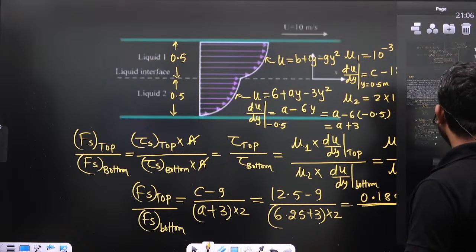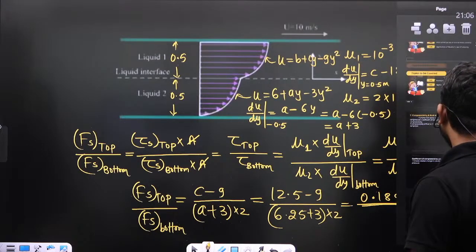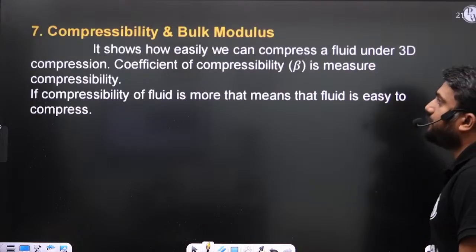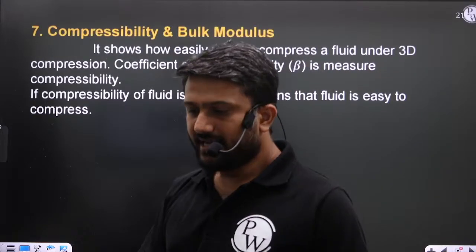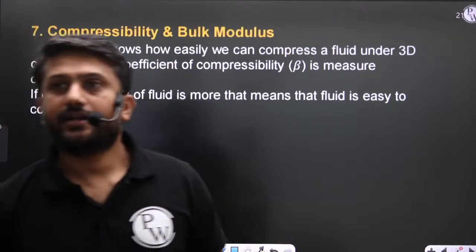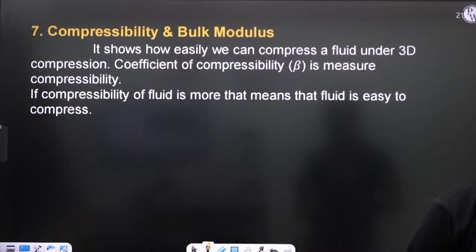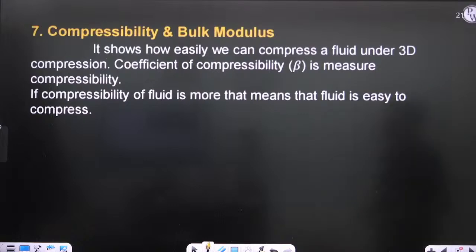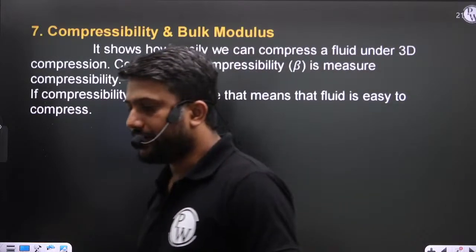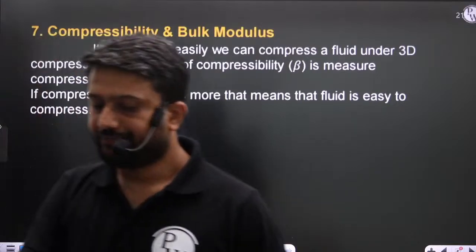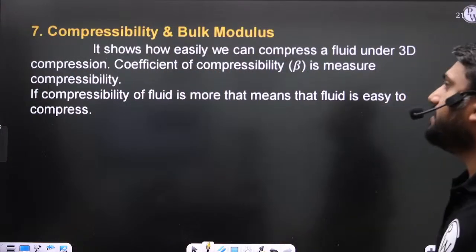Okay, now come to the next fluid property. Property number 7 or property number 8? After kinematic viscosity, this is the next property, right? So property number 7, compressibility or bulk modulus.